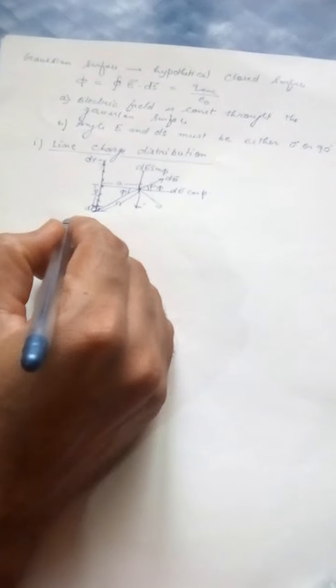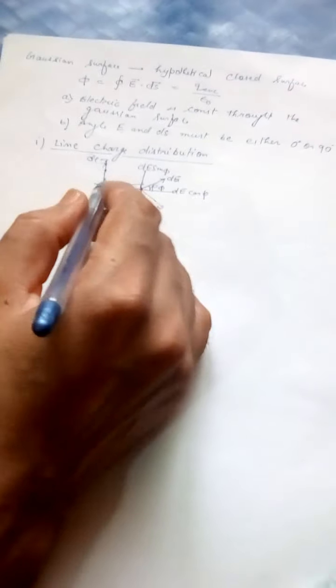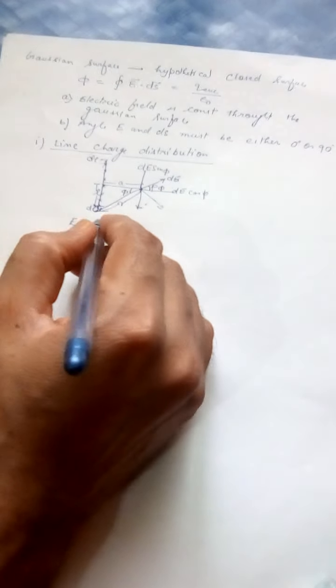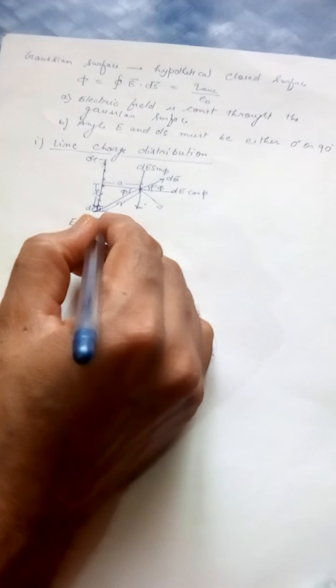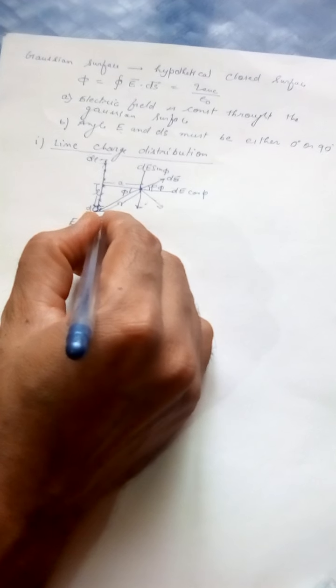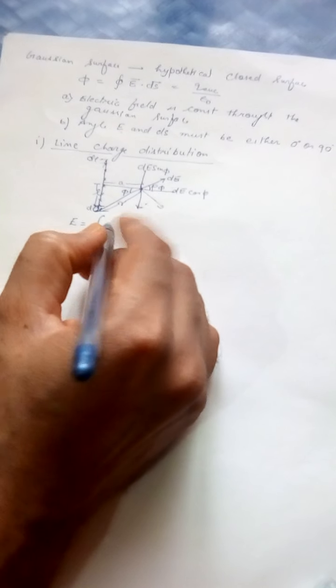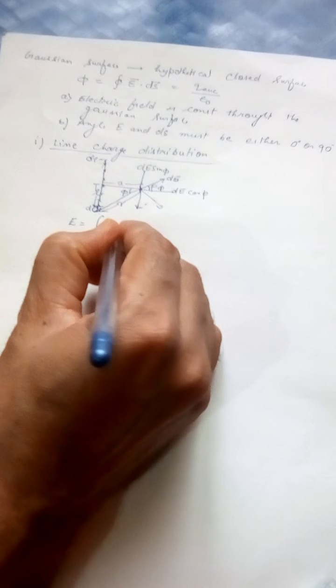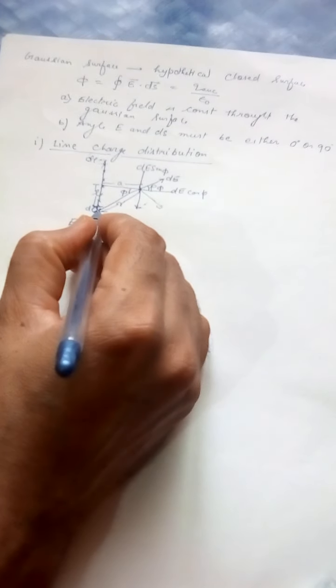So what will be the total electric field? The total electric field is the sum of this component dE cos phi due to all the elements. Since there are a large number of elements, in place of summation we do integration of dE cos phi. Now this is the dl element.